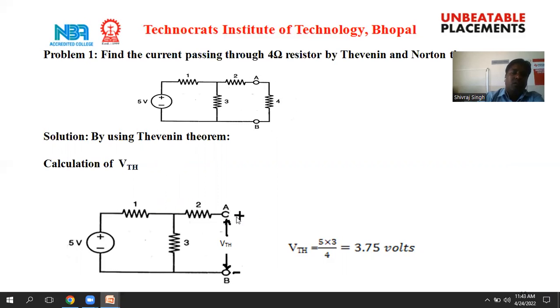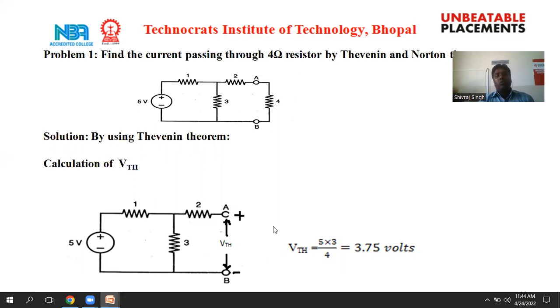For this, firstly remove the load terminal. That means we remove the 4 ohm resistor, and at this point we can measure the VTH. Here we can see this is the positive terminal, this one is the negative terminal. In the open circuit, the current must be equal to 0. So the voltage across the 2 ohm resistor must be equal to 0. That is, the voltage across the 3 ohm resistor must be equal to VTH. So here we measure the VTH equal to the voltage drop across the 3 ohm resistor.